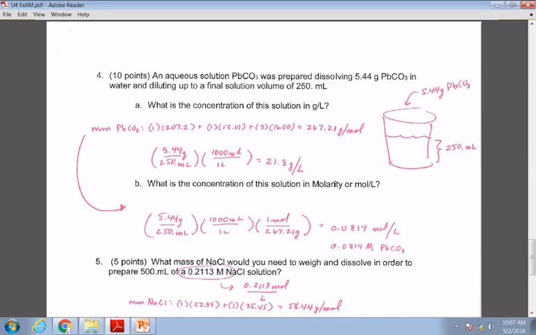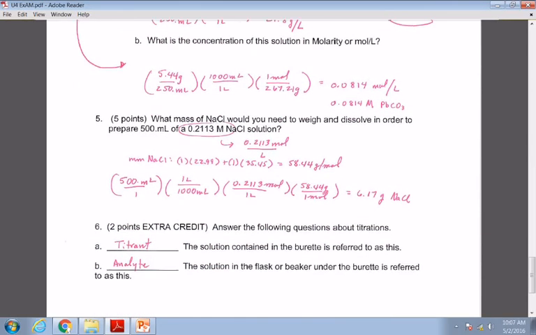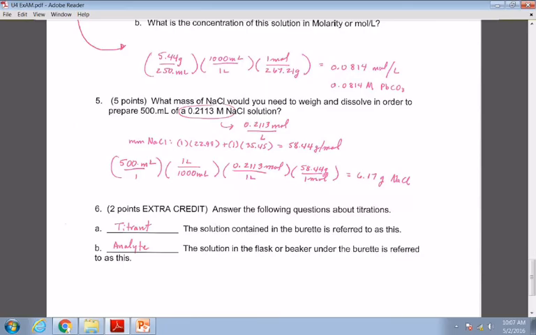For the next one, it involved a sodium chloride solution, and the molarity is known, and you needed to know what grams you would need to dissolve in 500 milliliters of solution to get that particular molarity. So you can see what I did. I took the volume of interest and converted it from milliliters to liters, and then once I had liters, I used molarity to see how many moles I would need to dissolve. And then once I had it in moles, I used the molar mass of the sodium chloride to get to grams.